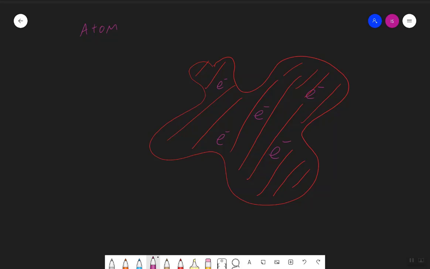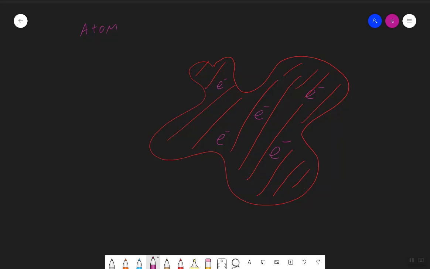This came to be known as the plum pudding model because I guess it sort of looked like plum pudding. That was, I guess, a very popular dessert back then. So you would have a pudding with these plums in it. So that was J.J. Thomson's model for the atom, where you have a neutral goo, and then you have the small negatively charged electrons that J.J. Thomson had discovered.